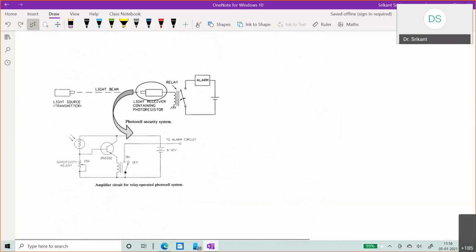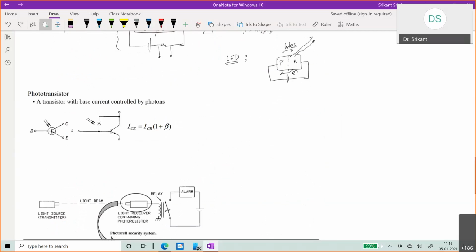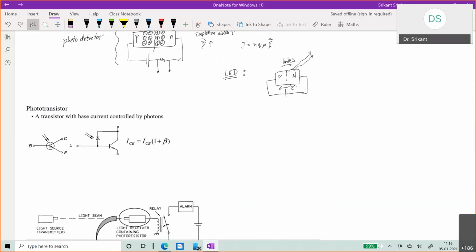It depends on how you design it, what kind of material you use and all of that. So beta can be 100, 200, 500, whatever. So a phototransistor can be thought of as a regular transistor. There is nothing special about it. It's just a regular transistor. And then you can think that it has a photodiode which is connected at the base side.